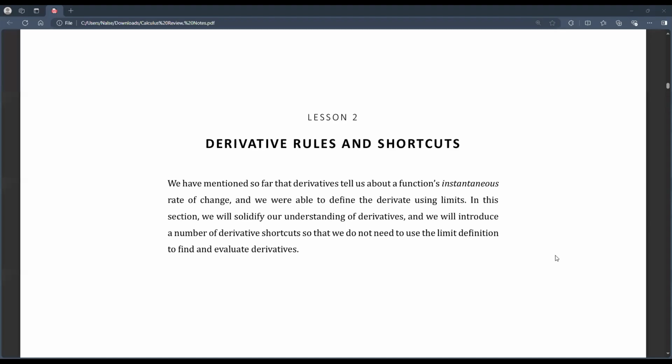Welcome everyone. Today we have Lesson 2 of AP Calc AB, Derivative Rules and Shortcuts. We will introduce all of the derivative rules and shortcuts that you need to memorize so that you do not need to use the limit definition to find derivatives.